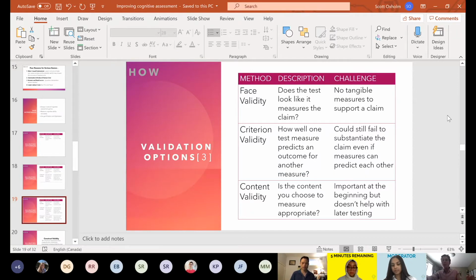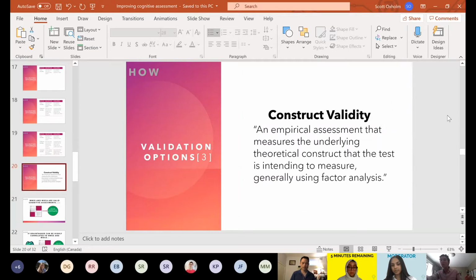So there's one more validation option, and that is construct validity. The formal definition is an empirical assessment that measures the underlying theoretical construct that the test is intending to measure, and that's generally through the use of factor analysis. In short, are you measuring the thing that you want to measure? Of course, this seems very intuitive, but it's probably the most difficult of all of the validation options.